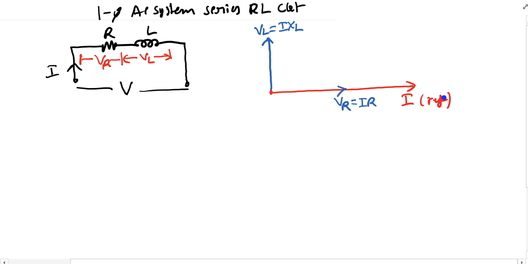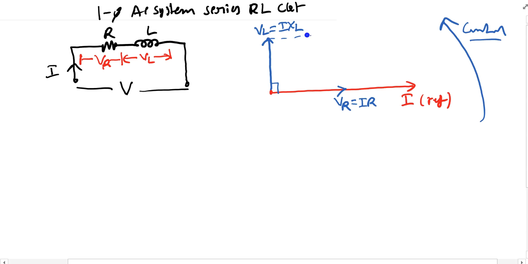Now see here, the phasors rotate in the counterclockwise direction. So my voltage leads the current by 90 degrees, or you can say my current lags voltage by 90 degrees, if we are talking about the inductor alone. If we talk specifically about the resistor, then V and I are in phase.